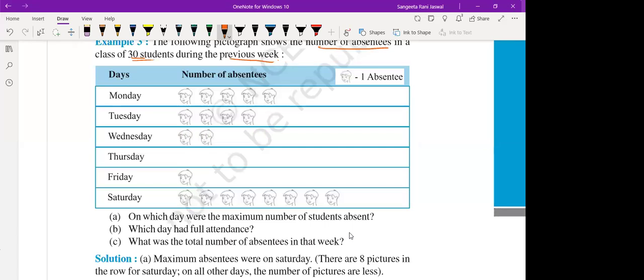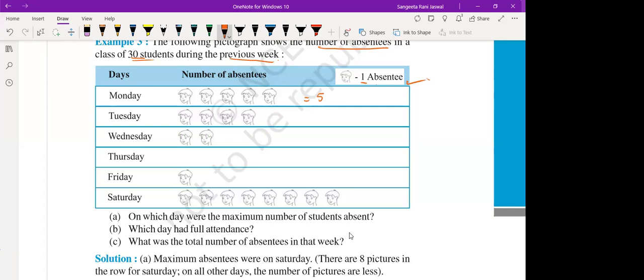Now suppose this is of students, now number of absentees. So one face like this is representing one absentee. One face is representing one absentee. So on Monday, how many absentees were there? 1, 2, 3, 4, 5 absentees were there on Monday because one face is representing 1.